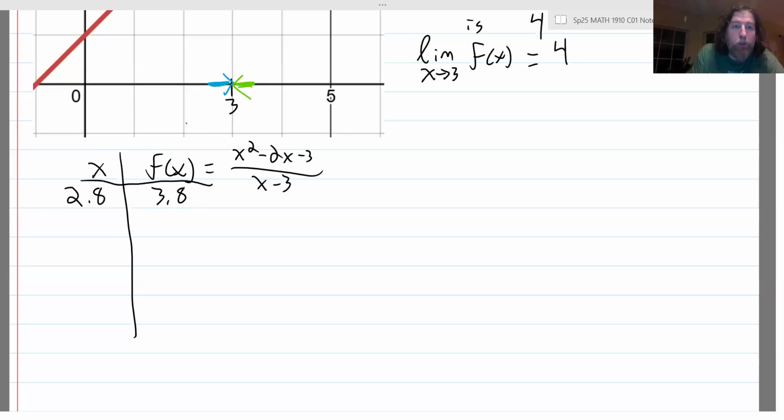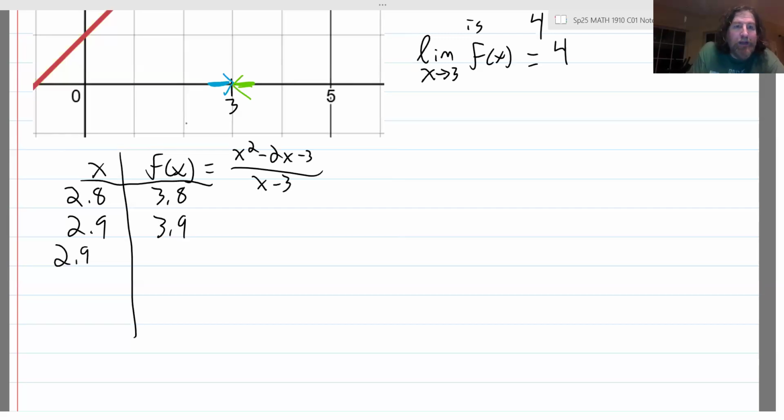Let's do it again. Let's get a little closer to 3, say 2.9. Again, we'll plug it into our calculator: 2.9 squared minus 2 times 2.9 minus 3, divided by parentheses 2.9 minus 3. And I get 3.9.